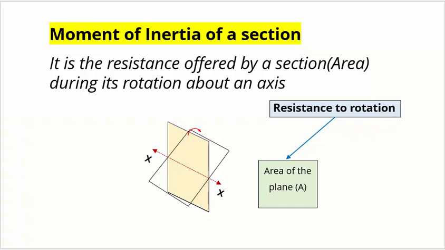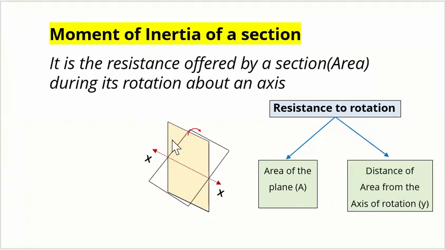Now the second factor is the distance of the area. If this area is very close to the axis of rotation, you will see the plane can easily rotate. But if I move this area away from the axis of rotation, you will find more resistance will be offered by the plane to the rotation. Here we are moving the same area away from the axis of rotation, so in that case the resistance to the rotation will increase.